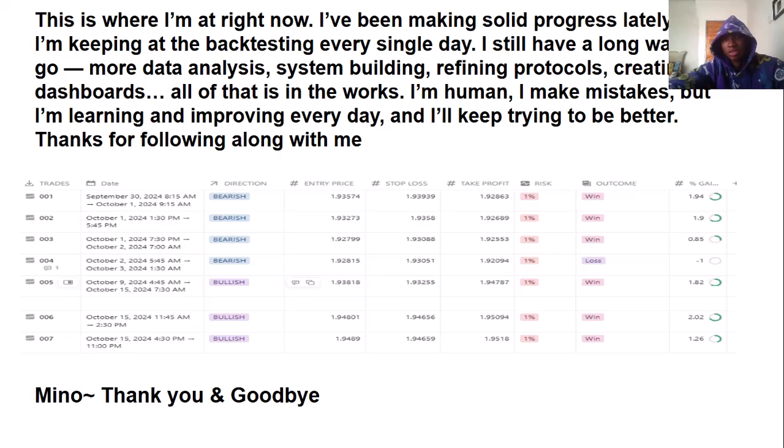With that, guys, this is where I'm at right now. I've been making solid progress lately. I'm keeping at backtesting every single day. I still have a long way to go: more data analysis, more data gathering, more system building, refining protocols, and creating dashboards. All of that is in the works, and trust me, it's very tedious. I've gotten a potential funding, so next month I'll probably get 5k funding with Alpha Capital.